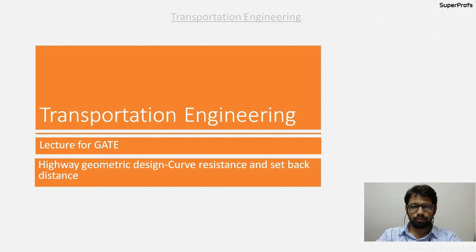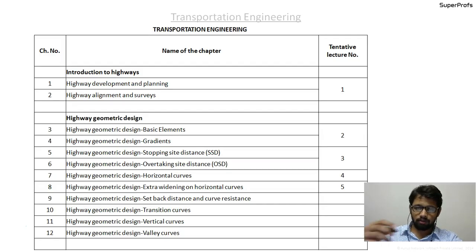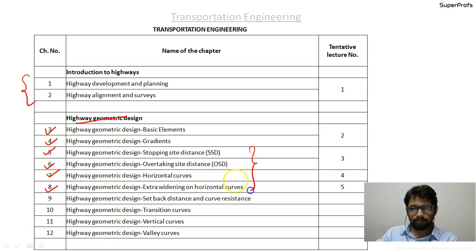Before that, we will have a look at where we are in our syllabus. We have already covered these two chapters: highway development and planning, and highway alignment and surveys. Out of highway geometry design, we have covered the basic elements, the gradients, the SSD, OSD, the horizontal curves, and extra widening. We have also taken new vehicles based on all these chapters, and in this lecture we will move on to highway geometry design, the setback distances and the curve resistance.